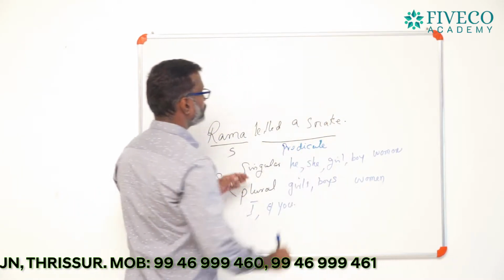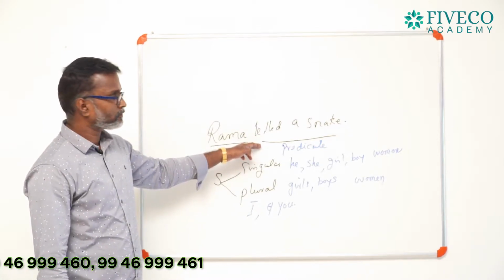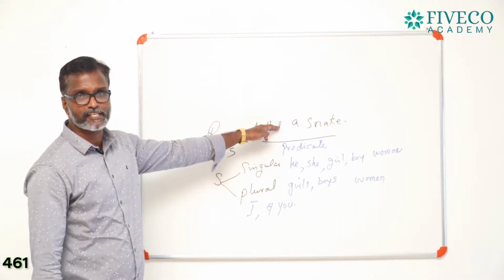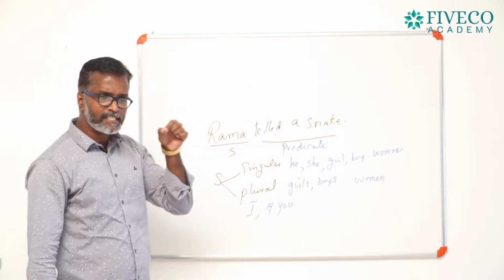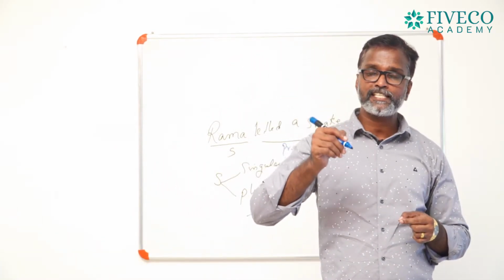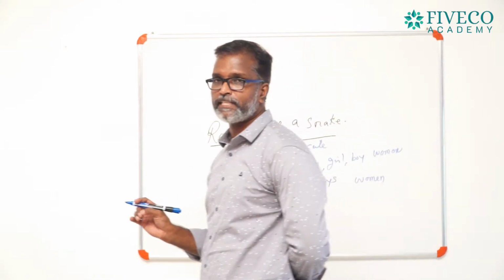And here in this sentence, Rama killed a snake. Here, killed a snake is the predicate section. You know, it has got a definition. What is said about the subject is called a predicate.